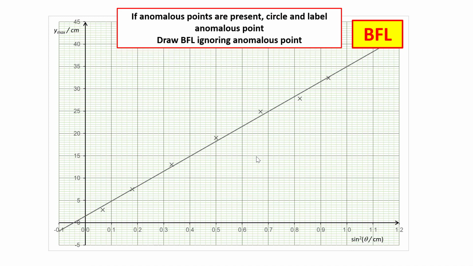What do you do if anomalous points are present? Some of you just circled it. You didn't write anomalous. So if you have one point that's extremely off and you find it very difficult to fit into the graph, then you should not only circle it, but please label it anomaly or anomalous. And you should do that before you draw your best fit line. The best fit line should be drawn after you circle it, ignoring the anomalous point.